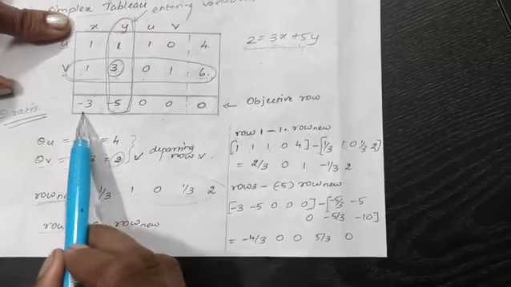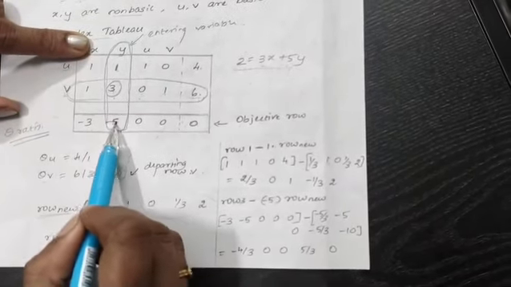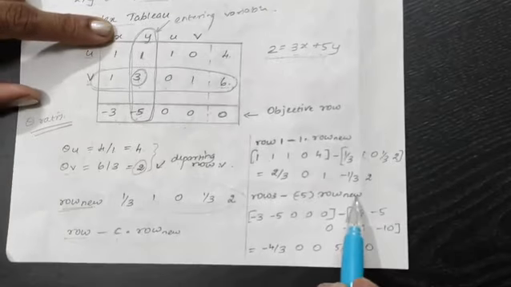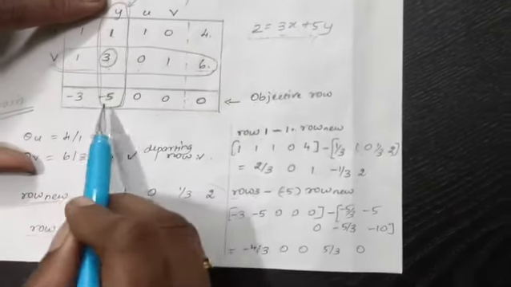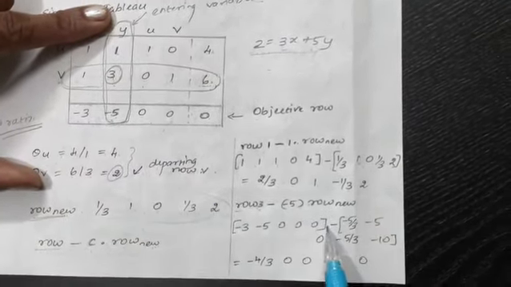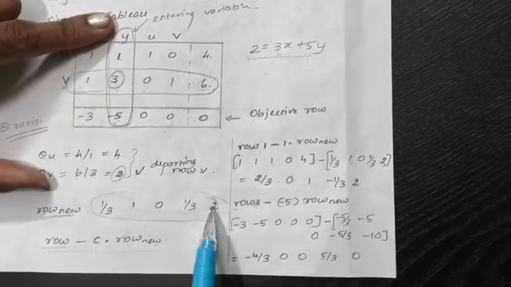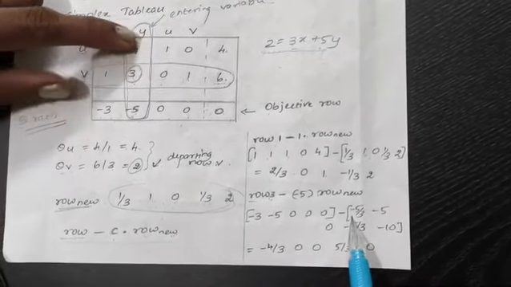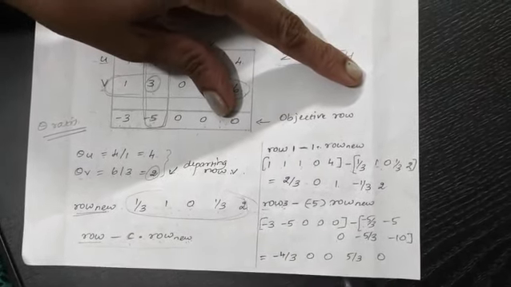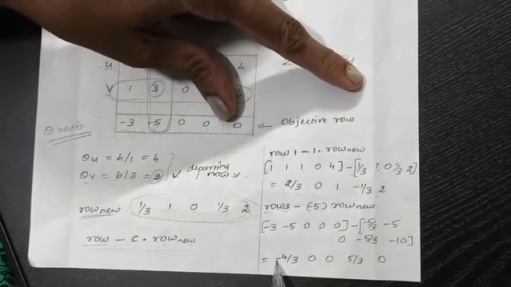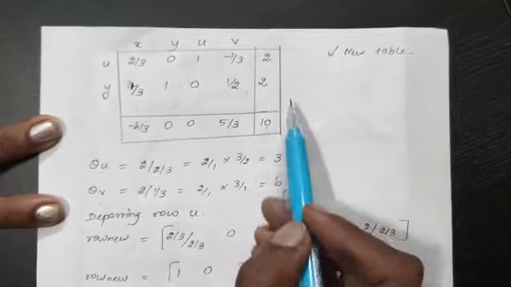Likewise, we have to calculate the third row. Row 3 value minus the pivot column entry, which is minus 5, into the row new value. For this, we can calculate like this. The row 3 value is minus 3, minus 5, 0, 0, 0. Then minus 5 into the row new value 1 by 3, 1, 0, 1 by 3, 2. So we are getting the value like this: minus 5 by 3, minus 5, 0, minus 5 by 3, minus 10. Subtracting these values, we get minus 4 by 3, 0, 0, 5 by 3 and 0. This is our new table.